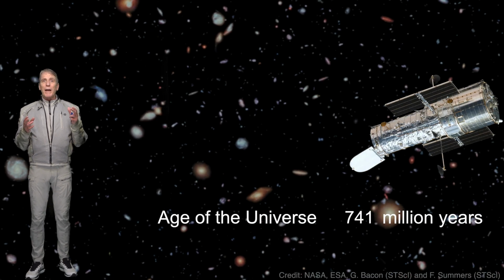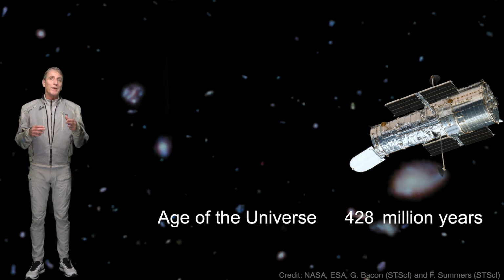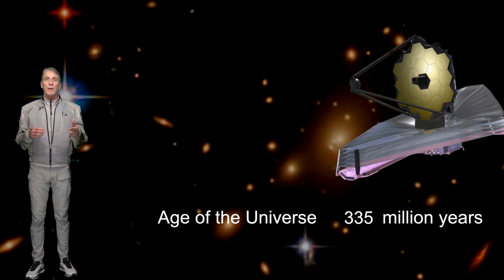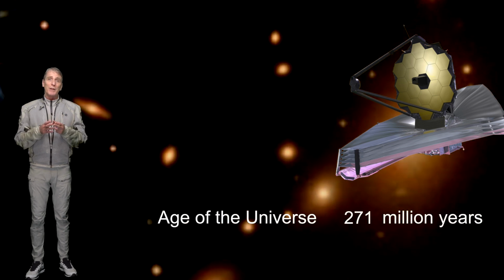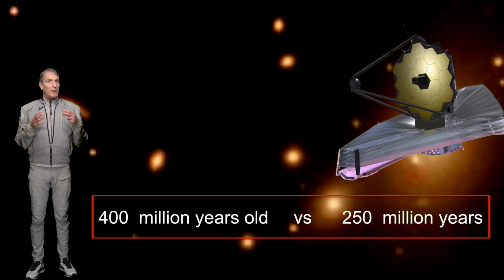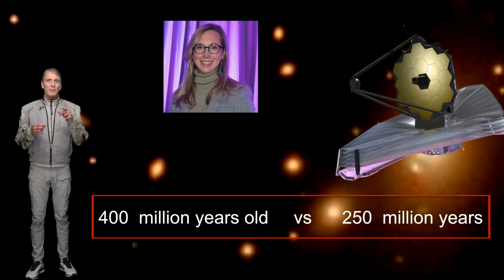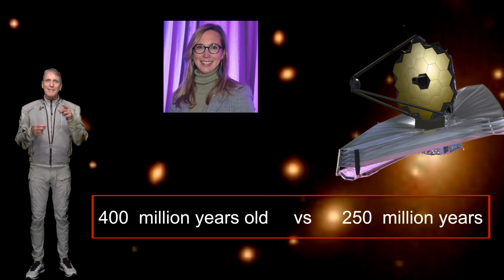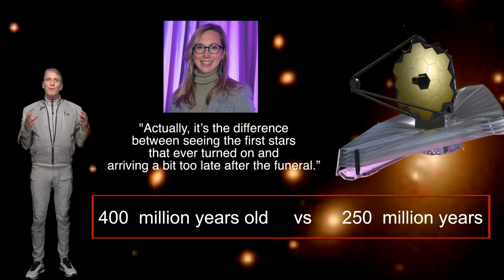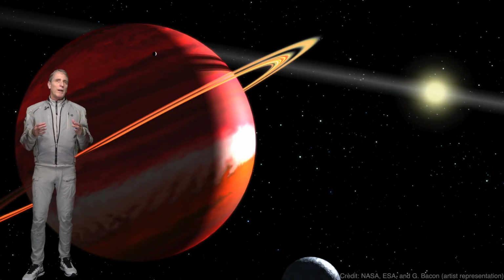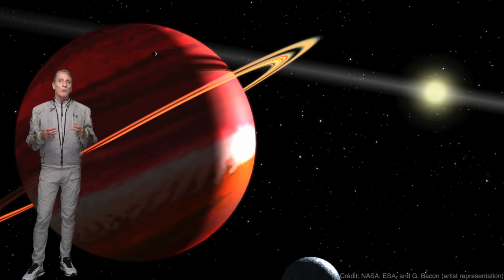While Hubble can look back in time when the universe was 400 million years old, the James Webb will allow us to look an additional 150 million years back to when the universe was 250 million years old. While 150 million years difference may not seem like a lot, in the words of University of Texas professor and astronomer Caitlin Casey, it's the difference between seeing the first stars that ever turned on and arriving a bit too late after the funeral.